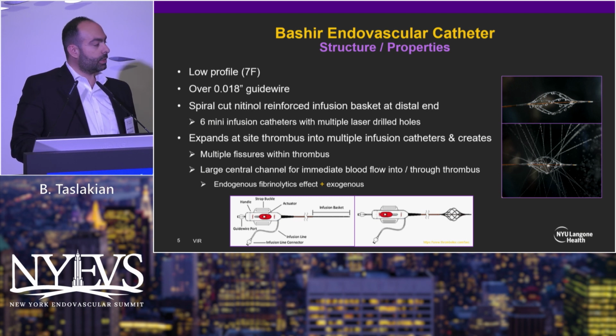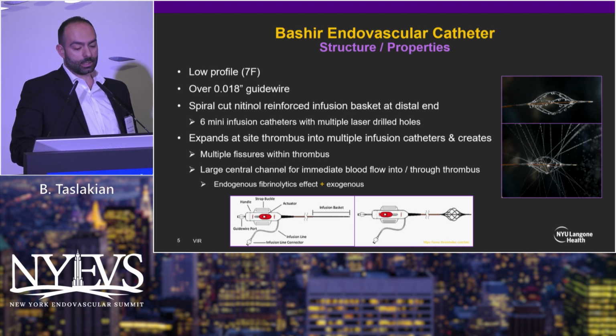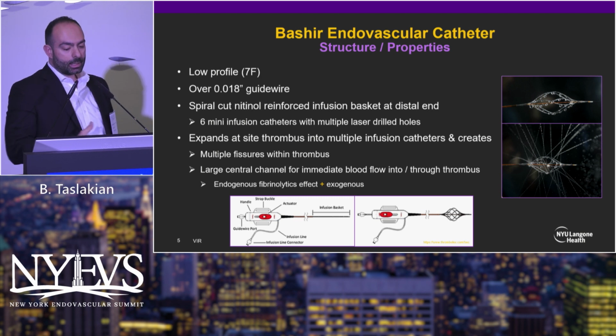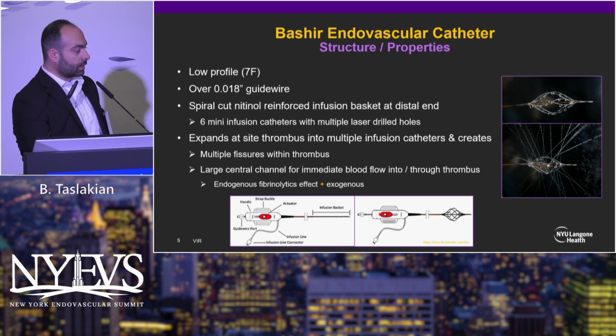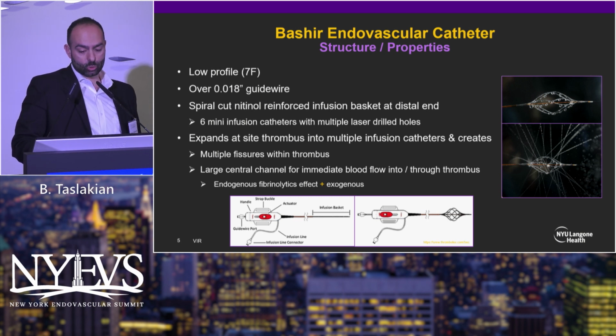And basically the theory behind developing the catheter and using it is that it's going to create multiple fissures within the thrombus itself. And theoretically, also create a large central channel to allow for immediate or almost immediate blood flow through the thrombus. And theoretically, the endogenous fibrinolytic effect of the patient's blood going through the thrombus can be an additional factor in addition to the exogenous TPA, or the thrombolytic infused through the catheter.